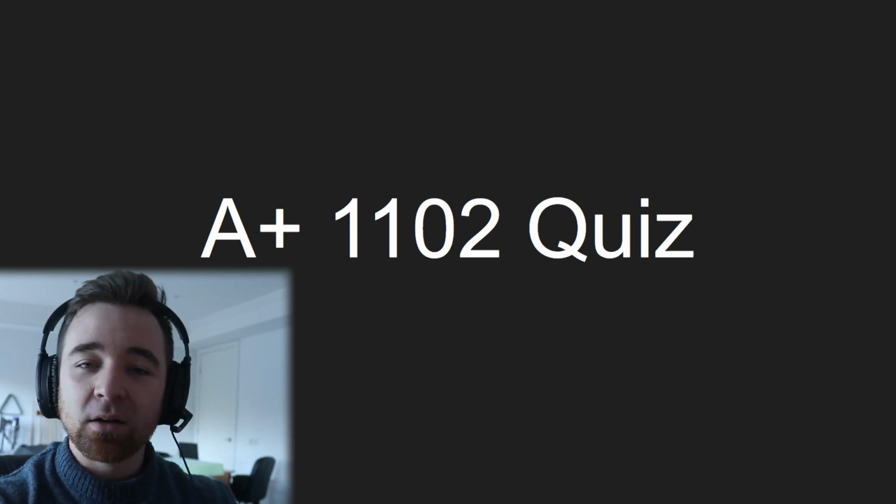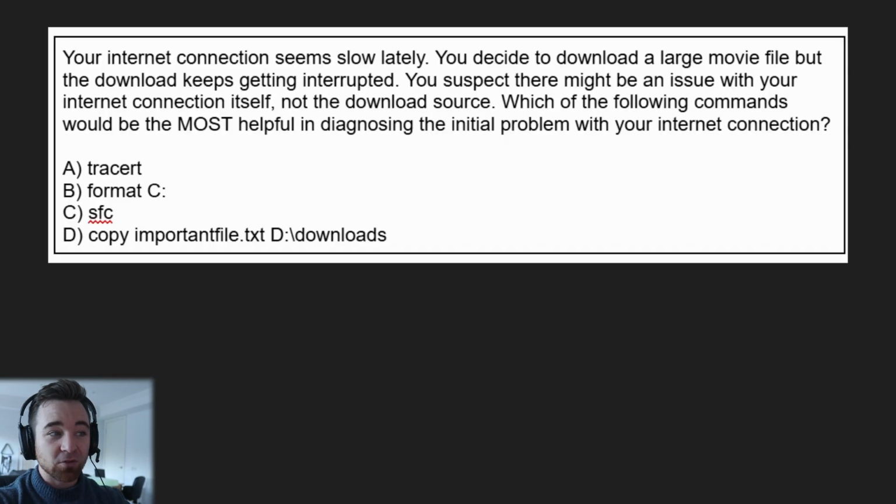Question number 1 from exam objective 1. The question reads, your internet connection seems slow lately. You decide to download a large movie file, but the download keeps getting interrupted. You suspect there might be an issue with your internet connection itself, not the download source. Which of the following commands would be the most helpful in diagnosing the initial problem with your internet connection? A. Tracert. B. Format C:. C. SFC. Or D. Copy important file.txt d:/downloads. Pause the video if you need some time to think about it.